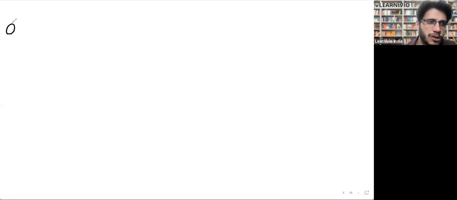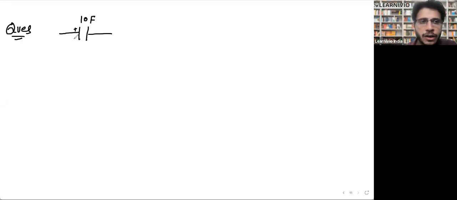Okay, solve this simple numerical, or at least solve one numerical today. It's a single formula based numerical. This is one capacitor. The capacity is, say, 10 farad. The potential difference across the ends of the capacitor is 20 volt. So this is your C1 and this is your V1.